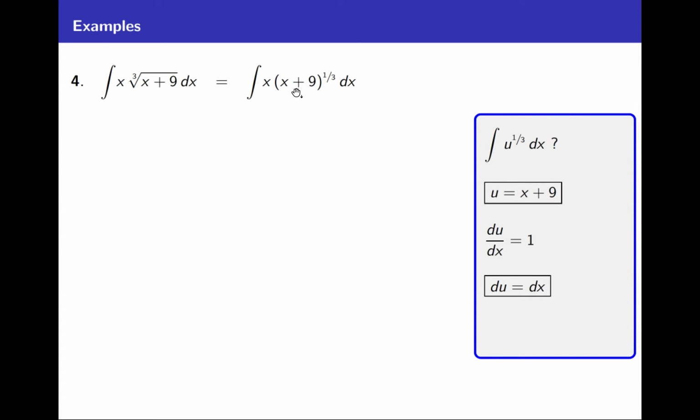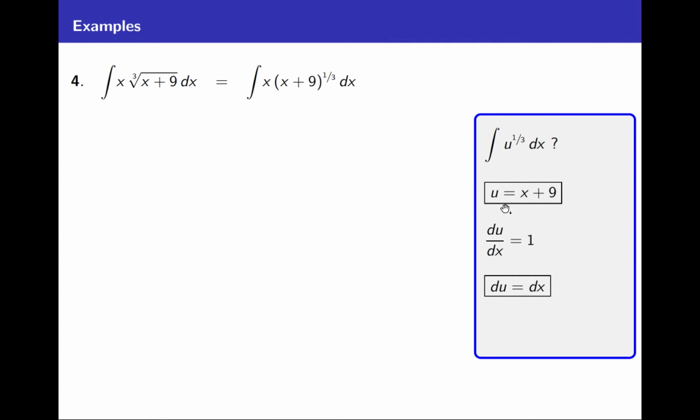And this looks great, except that then we still have this x over here that is just sitting there. What are we going to do with it? It needs to be turned into a u or some expression involving u somehow. We can't just erase it. That would be changing the problem. So what is x equal to in terms of u?